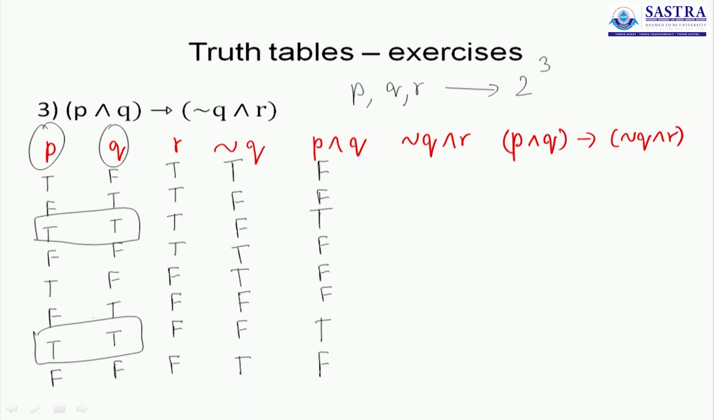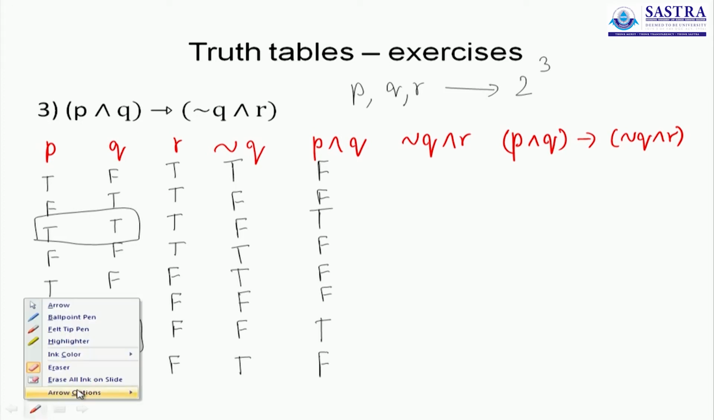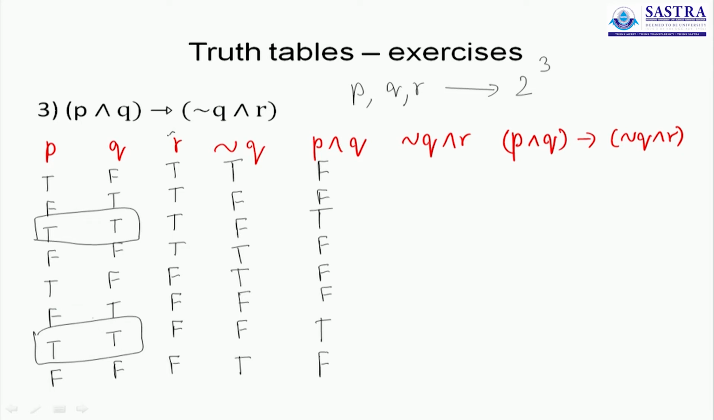We don't even have to check. By the definition, we can directly write this. And look at column number 6. Column number 6 is once again a conjunction, but this time we are combining columns 3 and 4. Negation Q and R.